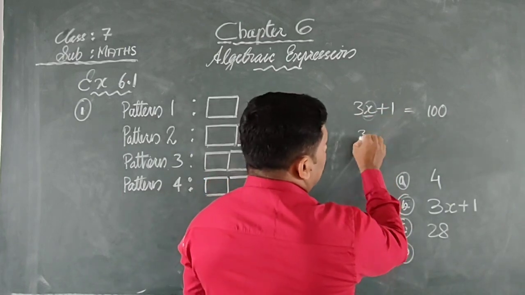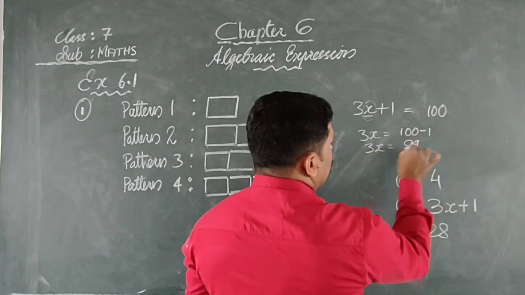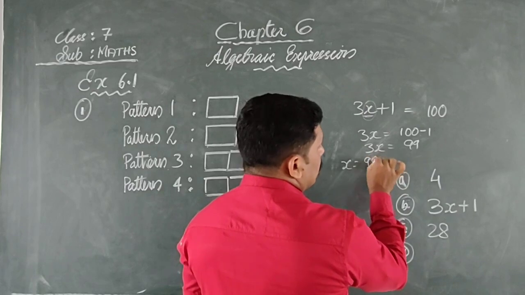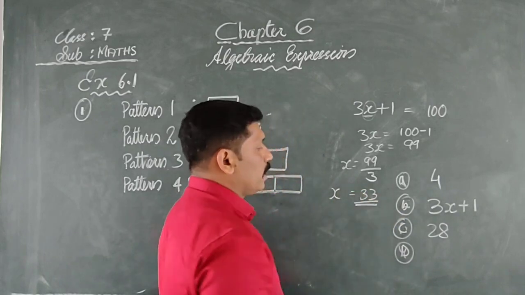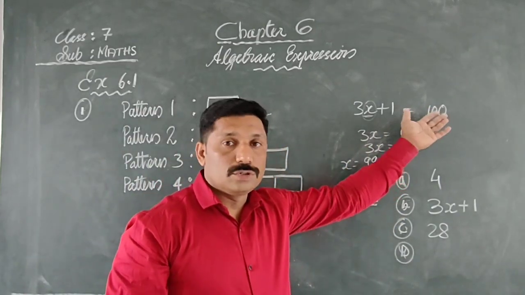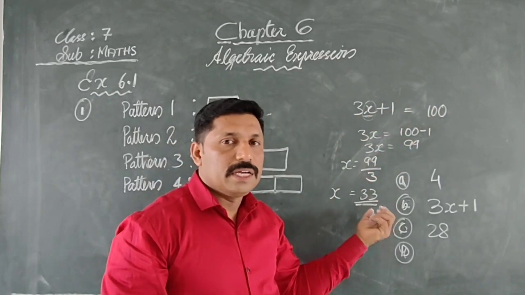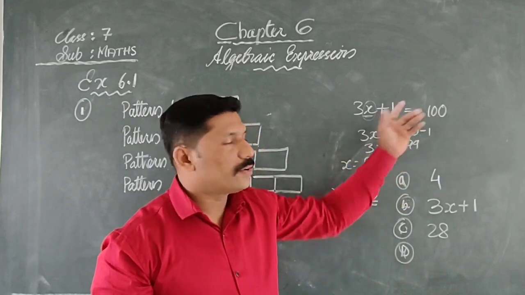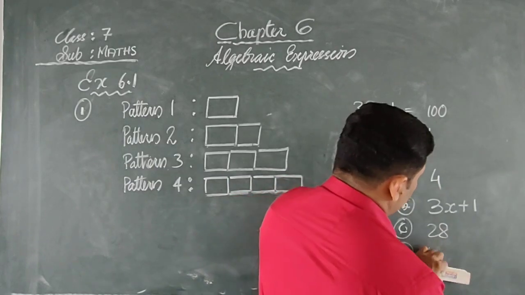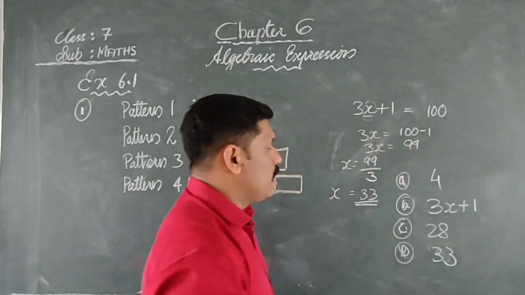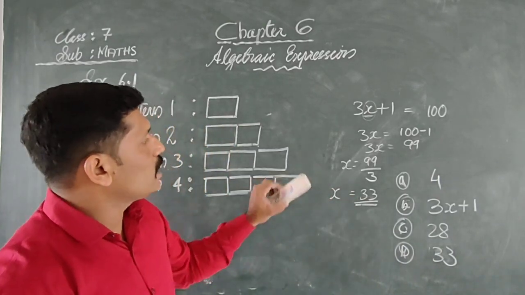So 3x is equal to 100 minus 1. 3x is equal to 99. Therefore x is equal to 99 divided by 3, that is equal to 33. So x is equal to 33. That means in order to use 100 line segments, we have to make 33 such shapes. So this D answer is: 33 shapes are needed for using 100 line segments. This is the answer of the first question.